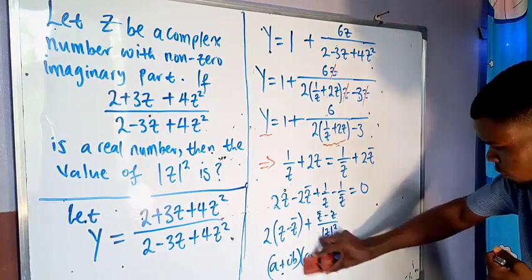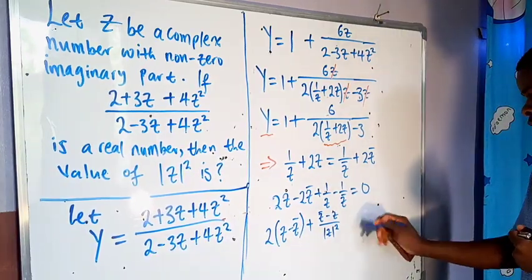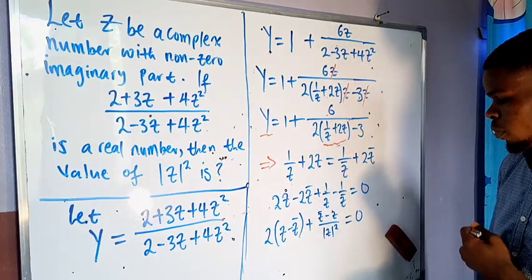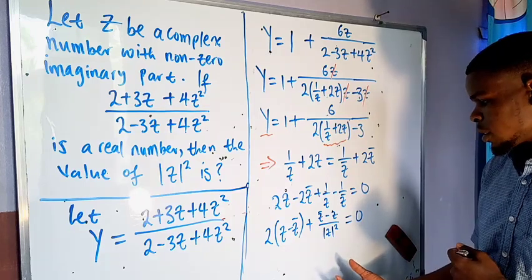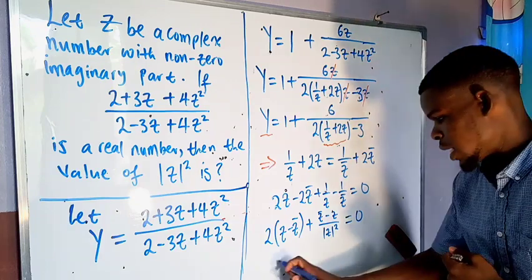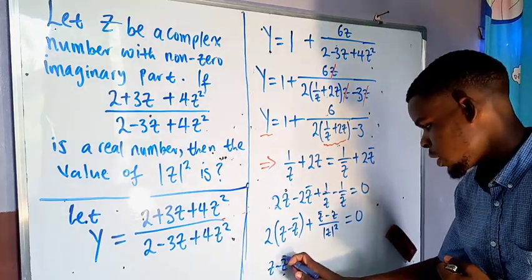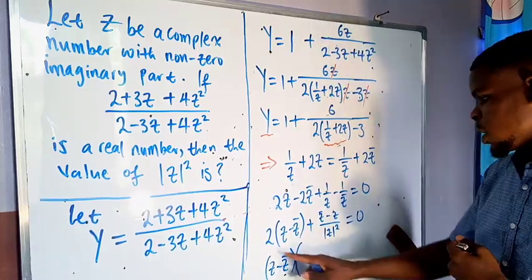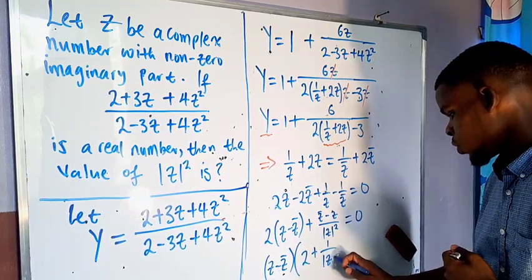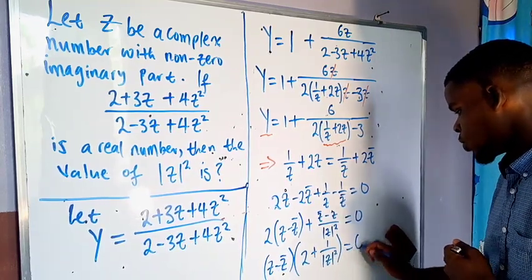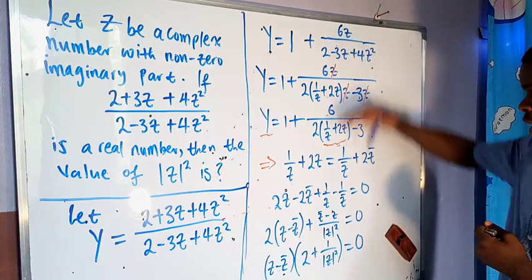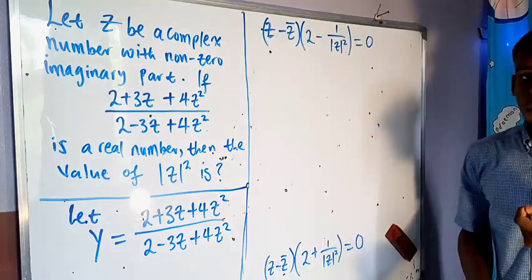So let me just clean this off. Okay, that's nice, isn't it? This is just equal to 0. Let's notice something: here I can factor out z minus z bar, since it is common. And then into 2 plus 1 divided by the square of the modulus of z equals 0. Okay? Is that showing? Let me clean from here to here and then we're going to continue. Okay, so that's what we have.